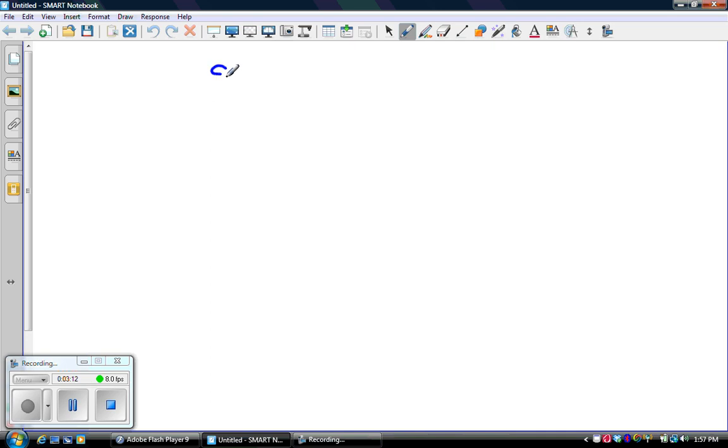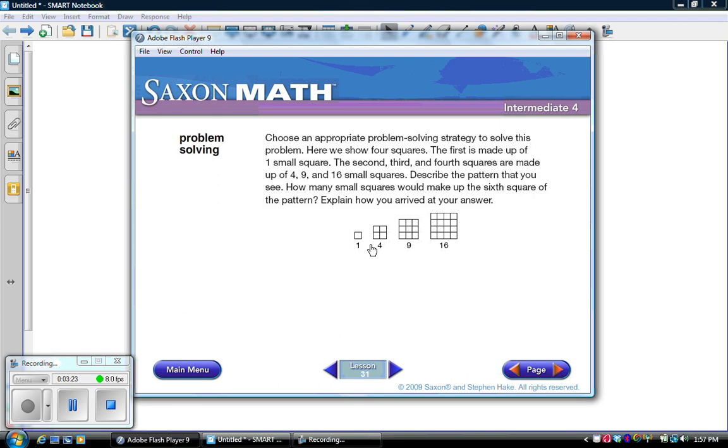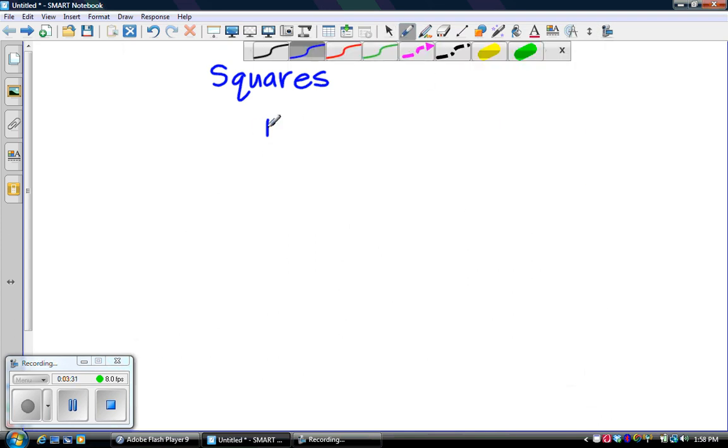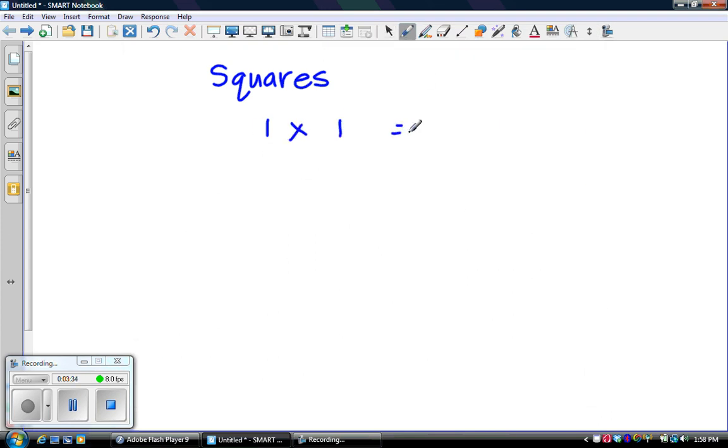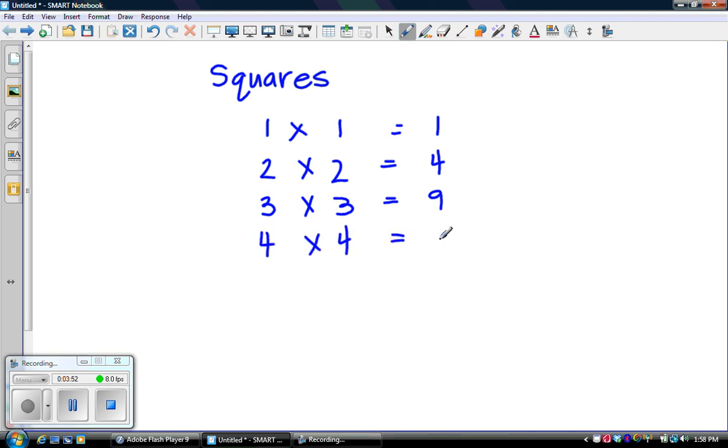And so number of squares. And the first one was 1. Now the second one, if we look at it, it is 2 across. It's 2 by 2. Okay. This one was 1 times 1, right? Equals 1. The second one was 2 by 2, and that gave us 4. The third one was 3 by 3. And that gave us 9, and then we were up to 4 times 4, and that gave us 16.